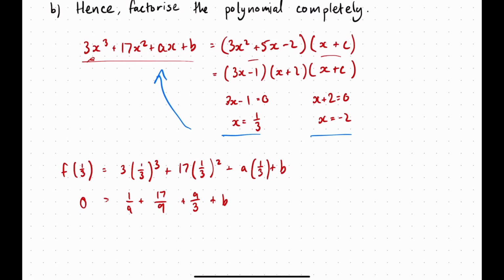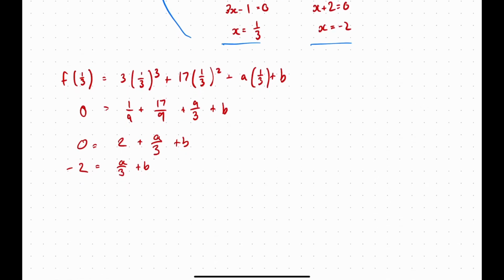So tidying this up and solving it will give me 0 is equal to 2 plus a over 3 plus b, which is minus 2 is equal to a over 3 plus b. And because I don't like divisions when I'm doing simultaneous equations, I would multiply by 3 to say minus 6 is equal to a plus 3b. Okay, so that's half of my simultaneous equations that I'm going to look at in a second, from substituting 1/3 in and making it equal to 0.